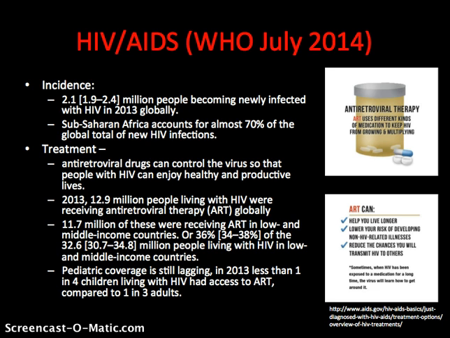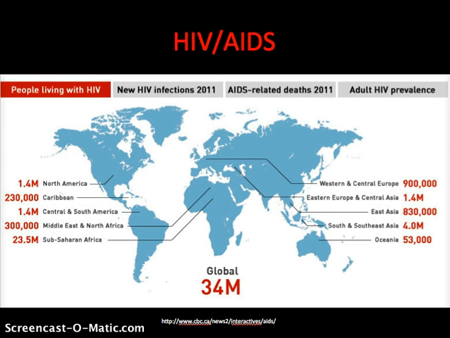If you're more of a visual person, these figures come from 2011 from UNAIDS. The number of people living with HIV globally in 2011 was 34 million. Again, primary amounts here: you see 23.5 million in Sub-Saharan Africa, 1.4 million in North America, 1.4 million in Eastern Europe and Central Asia, and in South and Southeast Asia, 4 million people living with HIV.